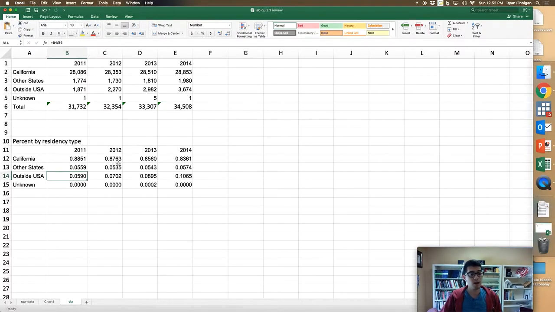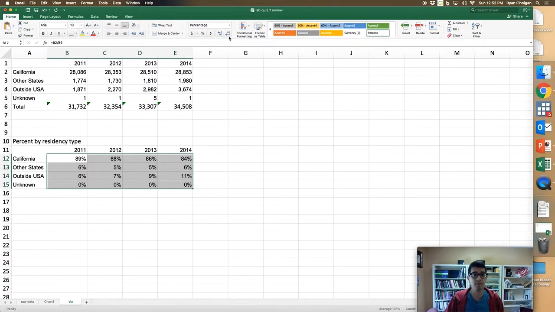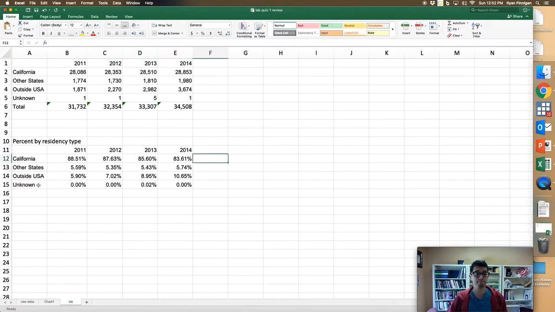And so I've got all of those calculations. I did that for each year and for each residency type. And that gives me the proportion between 0 and 1. To make this a little clearer, I'm just going to turn these numbers into percents. So I highlight the cells that I want to convert from decimals to percents. I click the percent button, and because I want a little bit more detail, I'm going to increase the number of decimal points in the cells to 2, following the standard APA format.